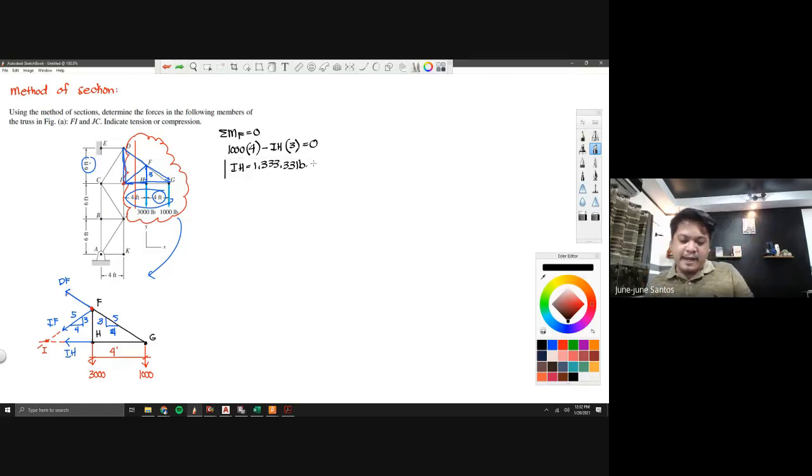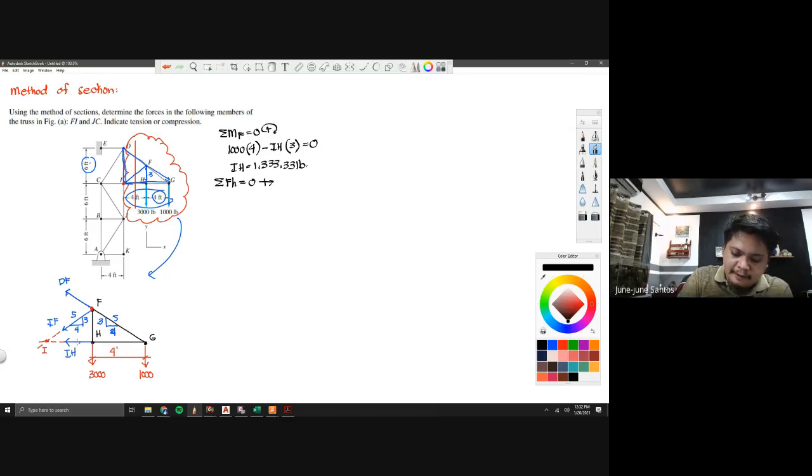Hindi naman pala yan hinahanap natin, pero isa siya sa pwede mong gamitin. Okay. Now, kapag meron ka na nun, since ang hinahanap natin is si IF or si DF, pwede ka ngayon mag-summation forces horizontal equal to 0. Okay?